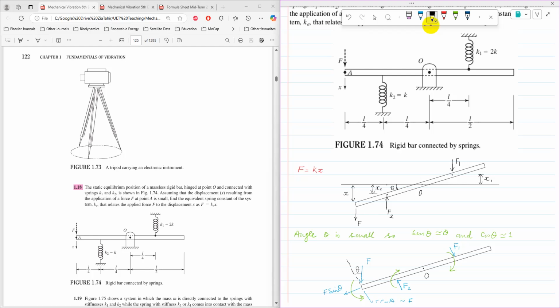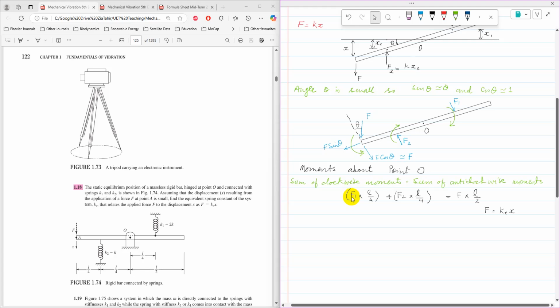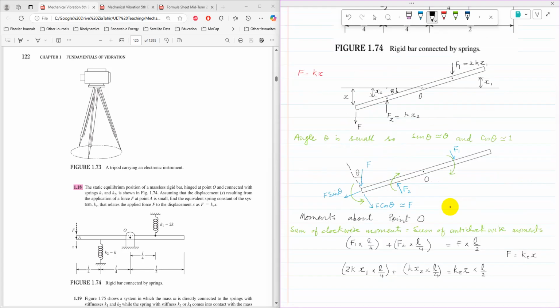So based on that, the force F1 will become equal to spring stiffness of 2k into x1, and F2 will become k into x2. So then we can substitute the values of forces in the last equation. After substituting the value of F1, which is 2k x1 into L by 4, and F2 is k x2, and F given in the book as Ke x, this equation can be written.